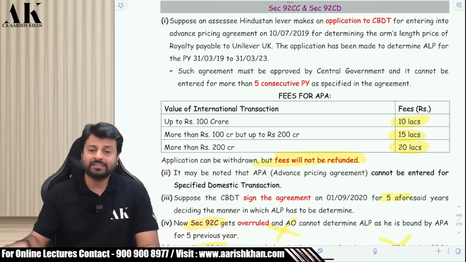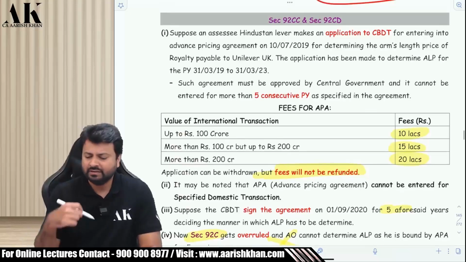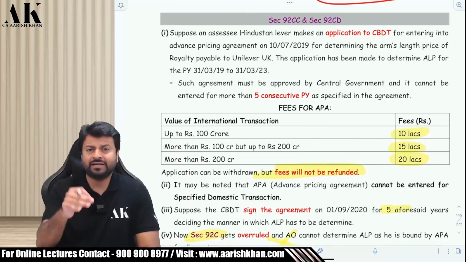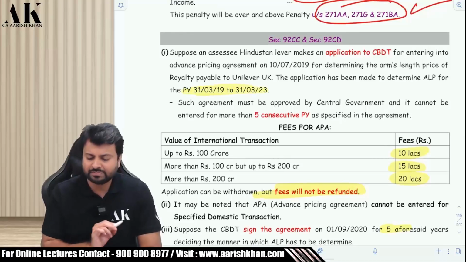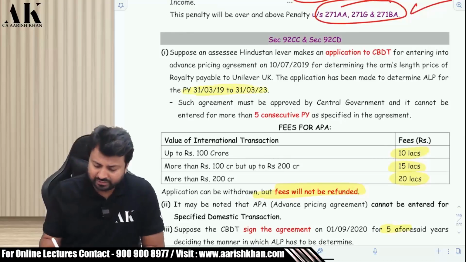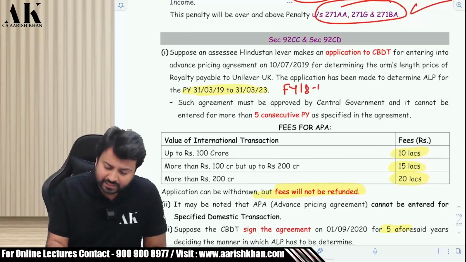Okay. Now this is applicable for 5 years. Now which 5 years? That will be written in the agreement. Say for example 31st March 2019 to 31st March 2023. These are the 5 years. Now which financial years are these? These are financial year 18-19 to financial year 22-23. Okay, so these are the 5 years which are covered over here.